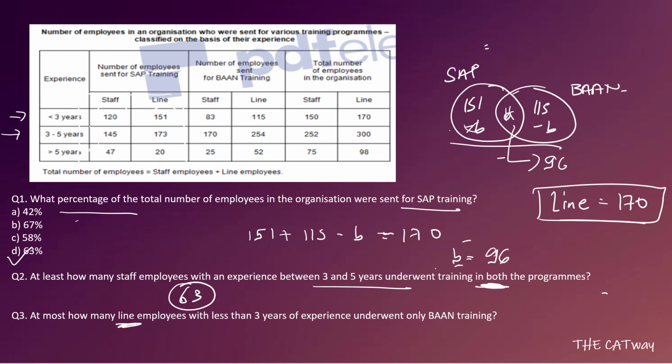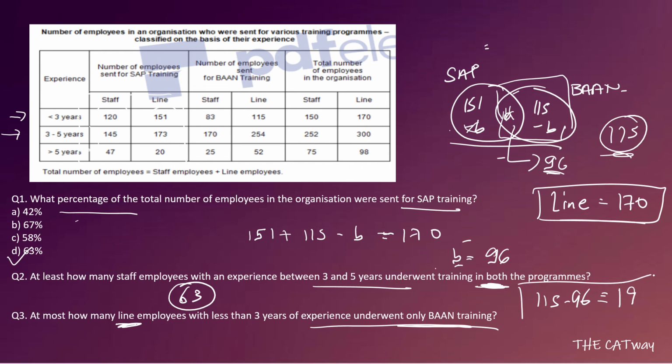Whereas the number of employees who went for BAN are 115. And we have been asked who underwent only BAN training. So if the number of employees who went completely for BAN are 115, and out of those 96 attended one more training program, then the remaining ones, that is 115 minus 96, is equal to 19. These 19 are the ones who underwent only BAN training.